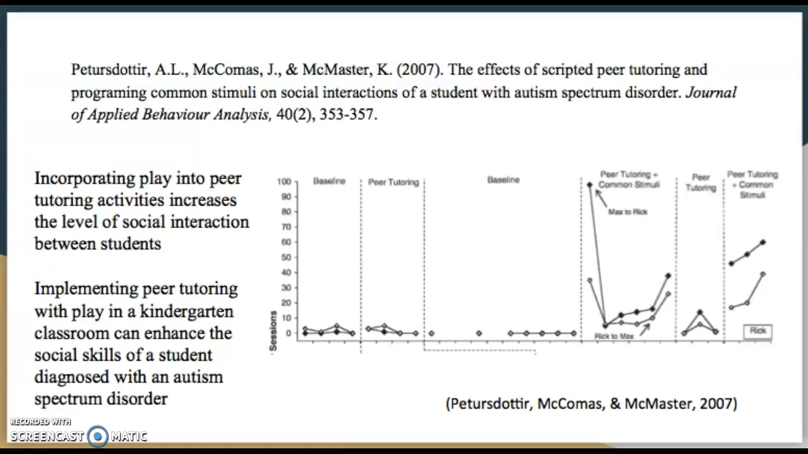They first looked at the results of just peer tutoring, and that didn't have much of an impact on the students' level of social interaction, but once they implemented play into the activities, they found that it drastically increased the students' level of social interaction during the activity, as well as during 20 minutes of free choice afterwards. The student continued to engage in social interaction, and that is what this graph is showing, that after they implemented peer tutoring and the common stimuli, which is play, the student's social interaction with his peer drastically increased.